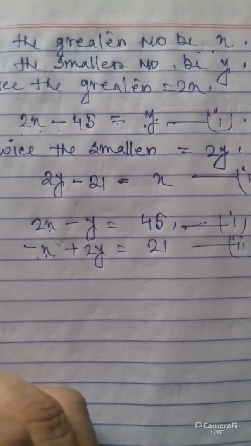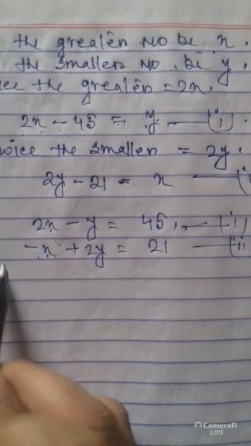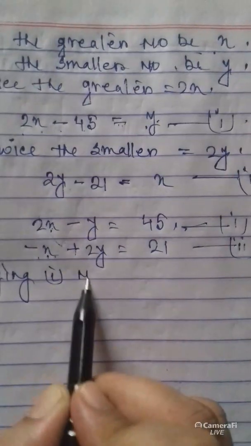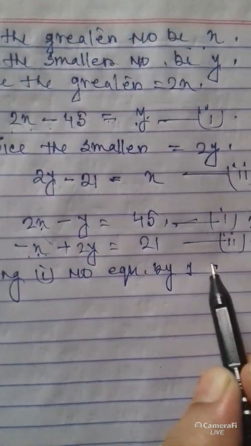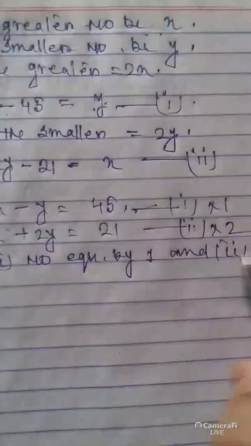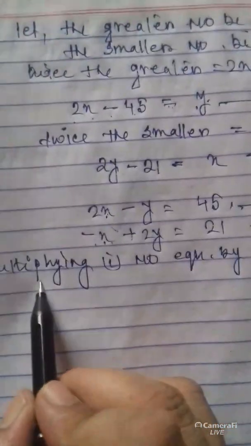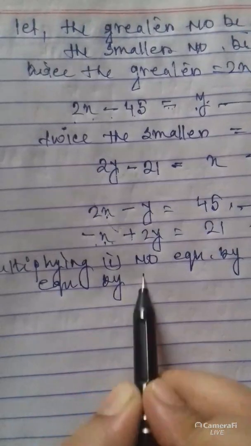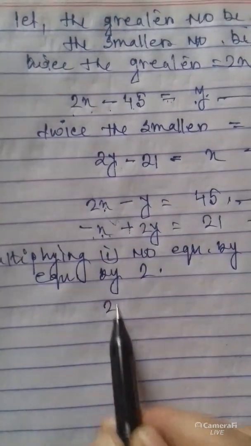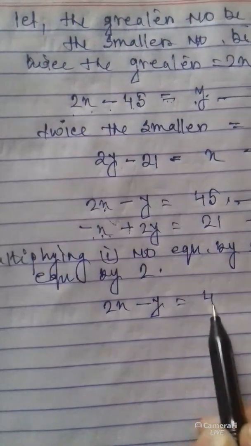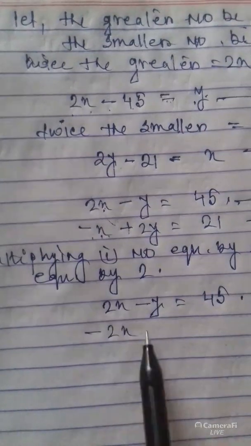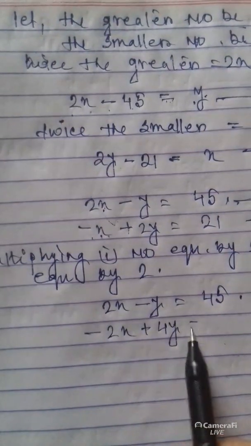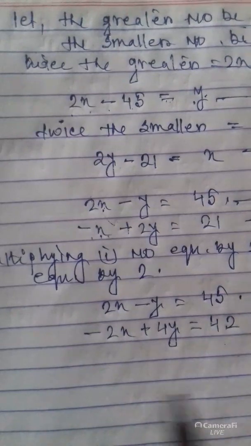So multiplying one number equation by 1 and two number equation by 2. So we get 2x minus y equal to 45 and minus 2x plus 2y equal to 42.